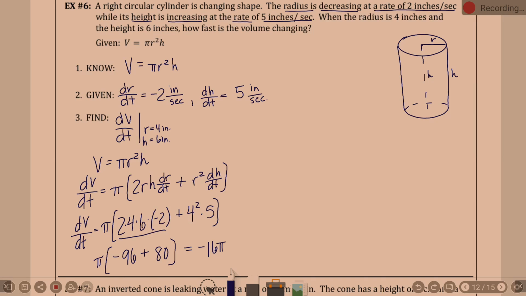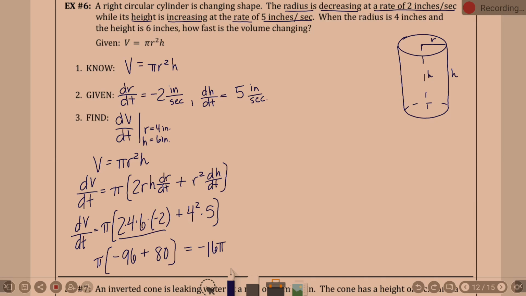How did you get negative 16? Well, at the end, negative 96 plus 80 is negative 16 times the pi. Basically, the pi I just tacked back on at the end. For me, 2rh dr/dt is 2 times 4 times 6 times negative 2. What did we do? We did something goofy. I put 5 in instead of 6. And then over here, r squared times dh/dt, so 4 squared times 5.